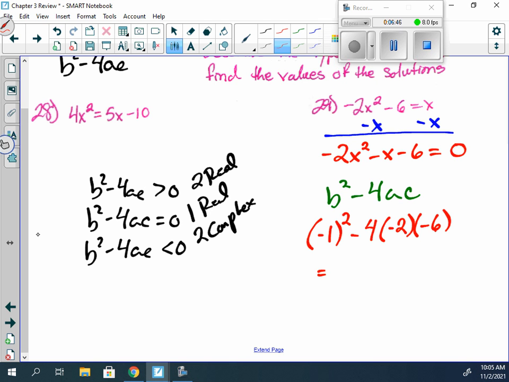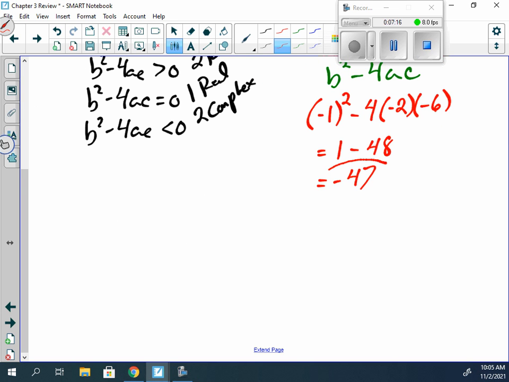Now at this point, we could type this whole thing into the calculator and get an answer. If we do this by hand, negative 1 squared is 1. Negative 4 times negative 2 is 8. Times negative 6 should be negative 48, which would give us negative 47, I believe. So, what is the value of the discriminant? Negative 47. How many solutions will we have? 2.